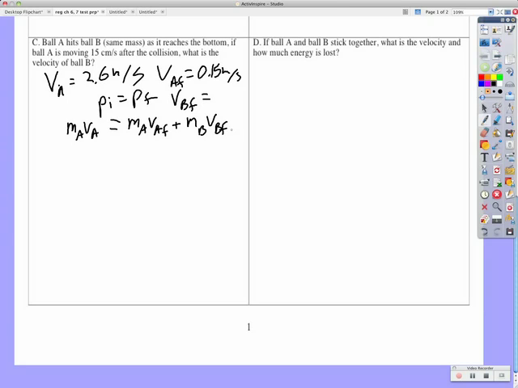So we get MB VBF equals MA VA minus MA VA final. Divide both sides by MB and calculate your answer. And of course, since the balls have the same mass, what can you do? Cancel, and so you get VA minus VAF, which gives you 2.45 meters per second.